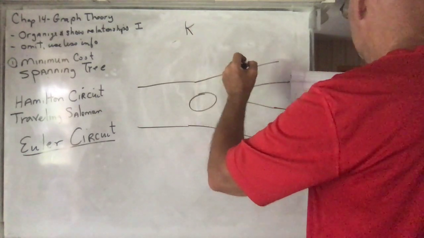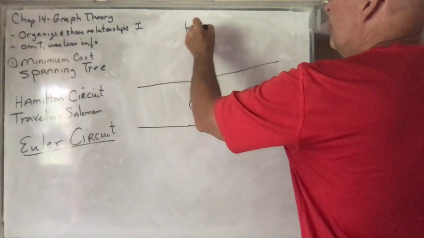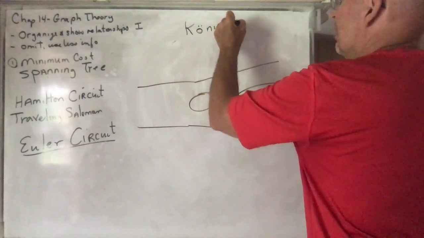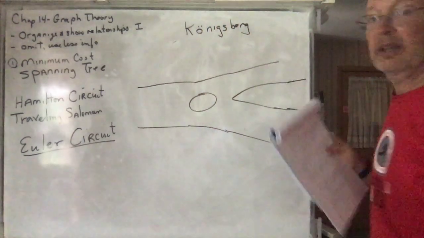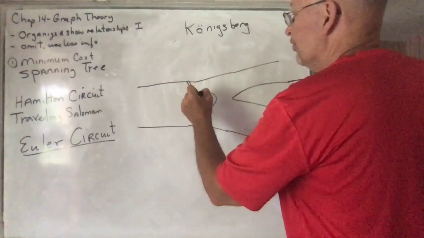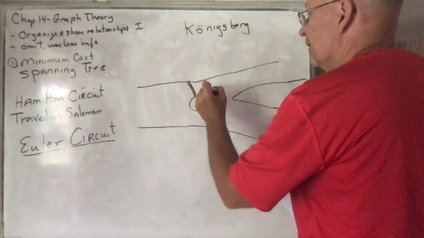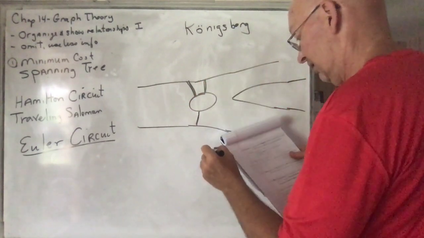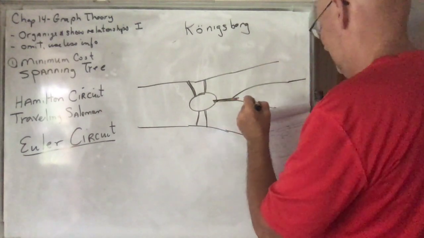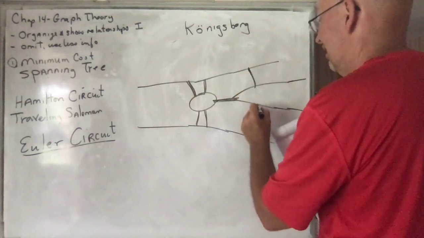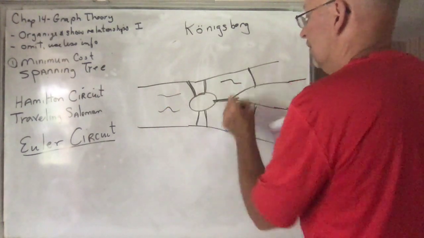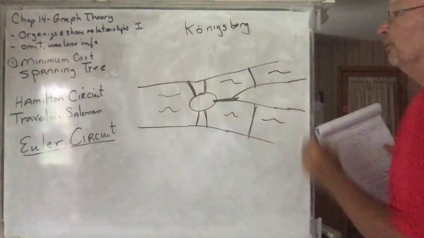See if I can spell it here for you. K umlaut O. Okay, and you had bridges that went to these various islands. Like that. Okay, so this is the river. That's all the river water.